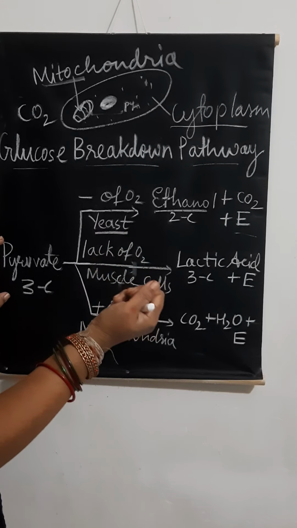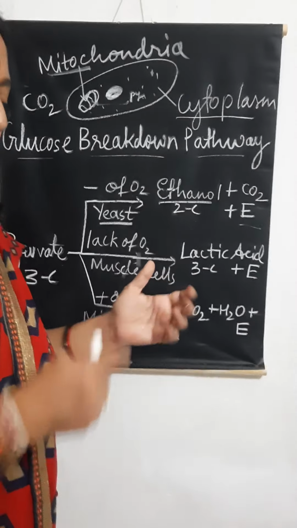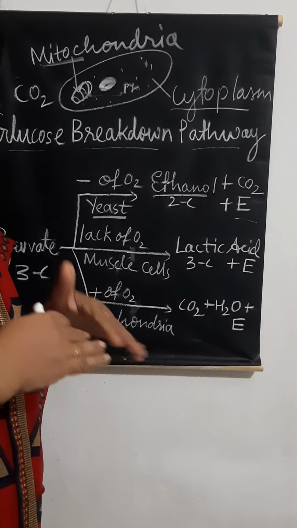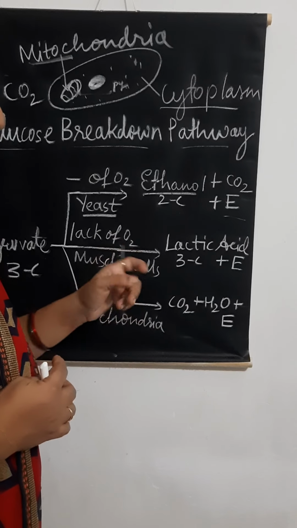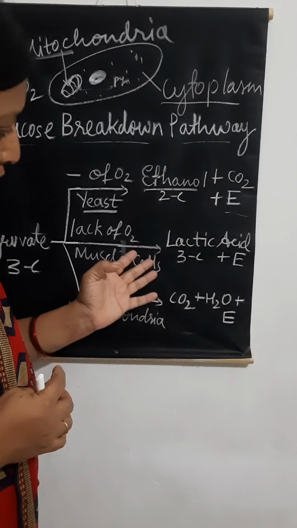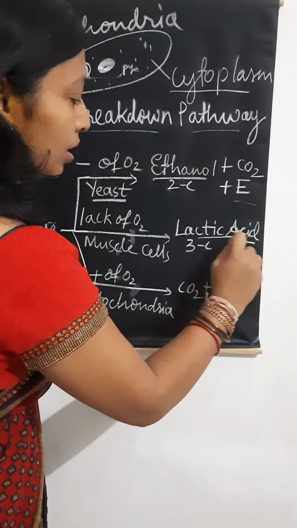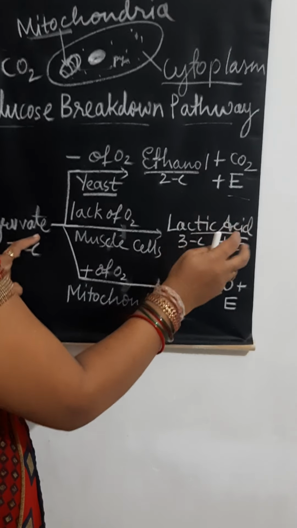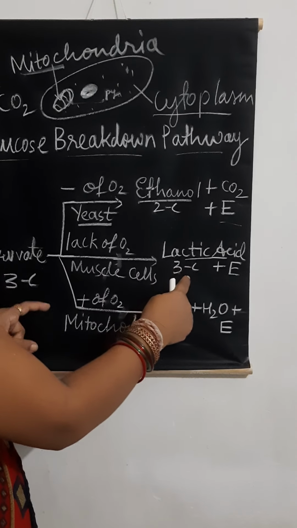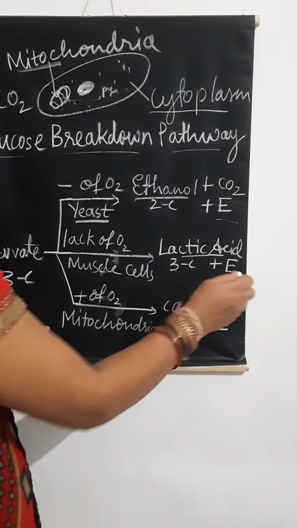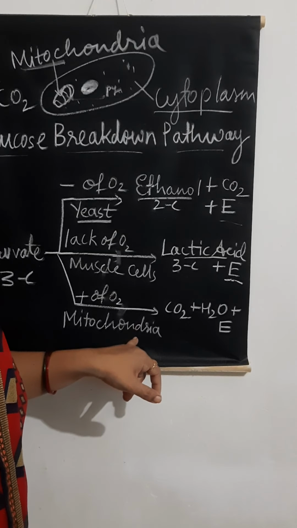Next case is lack of oxygen, where oxygen is there but not in sufficient amount. How much the cells require, that much is not being supplied. So that happens in our muscle cells when there is sudden physical activity. During increased physical activity, if the muscle cells don't get sufficient oxygen, then they resort to anaerobic respiration. This is also a kind of anaerobic respiration only. And in this case, pyruvate is partially modified and converted to form lactic acid, which is also a 3 carbon compound. And during this conversion process only, energy is released. Again, this energy is not as high as compared to the next process, which is the aerobic process.